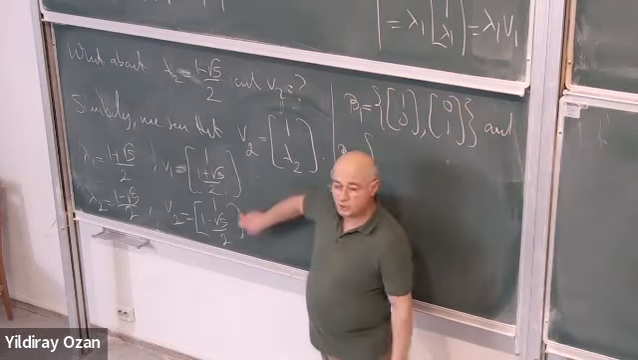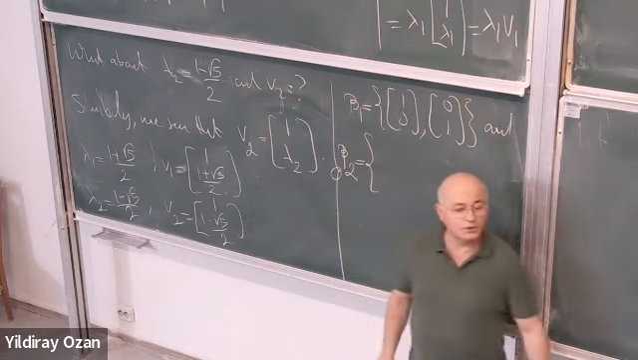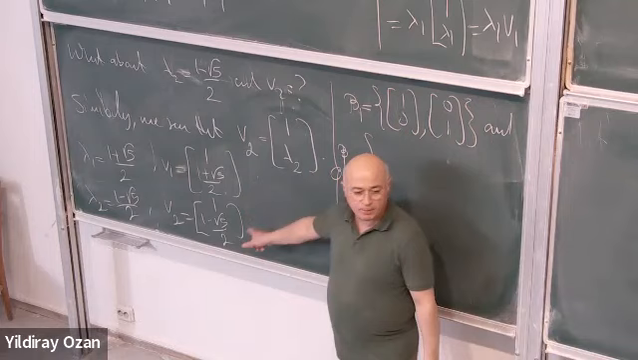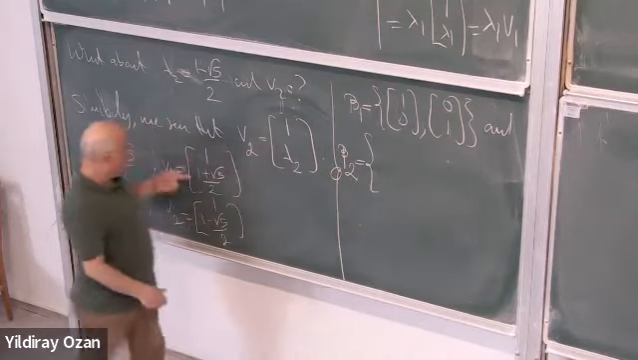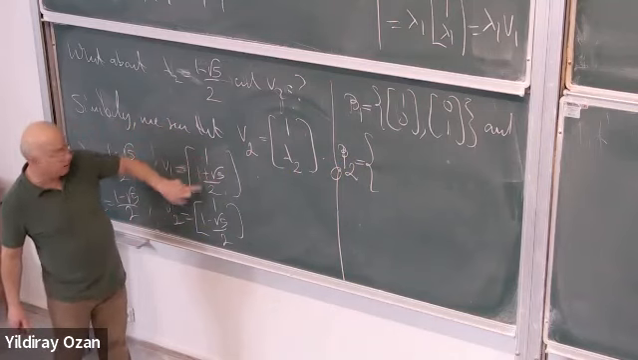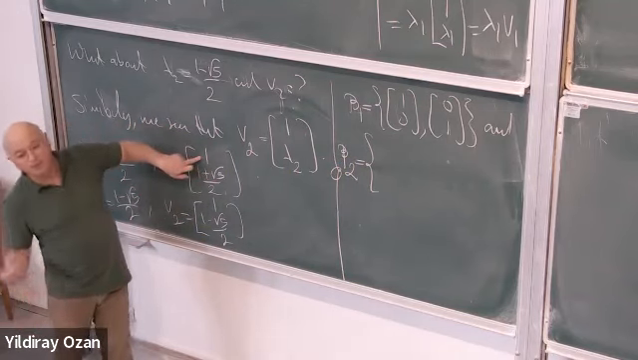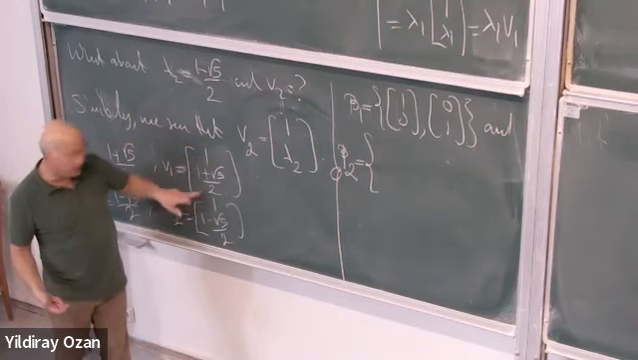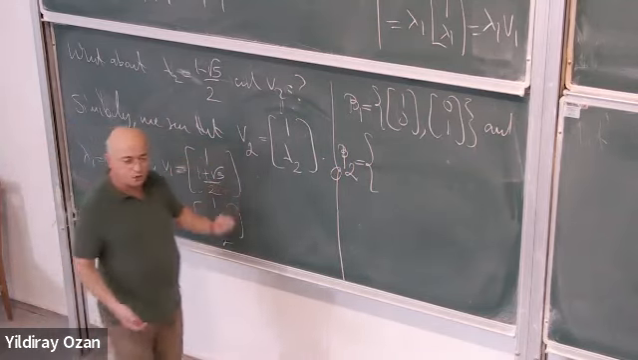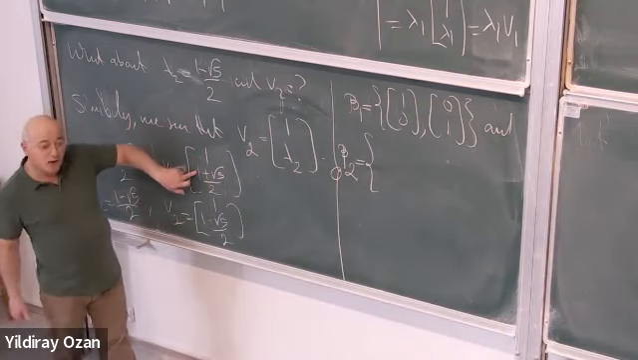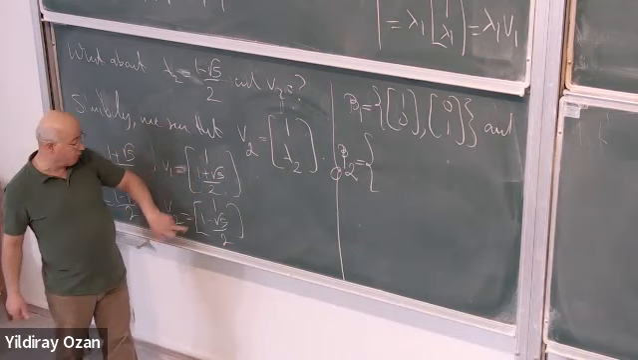But if you look at these two variables, V1 and V2, they are linearly independent, right? Because one of them is not a multiple of the other one. If they were, this V2 would be 1 times V1, so they would have to be equal, but they are not equal. Therefore, these two vectors are linearly independent. Right? One is not the scalar multiple of the other.